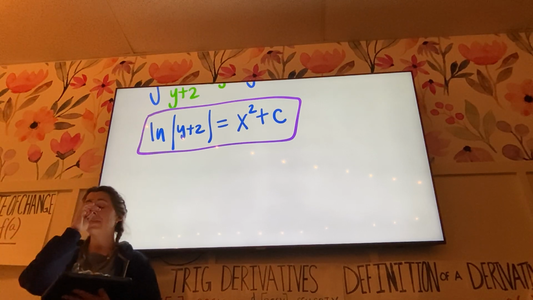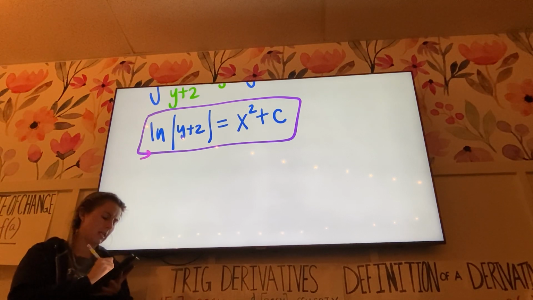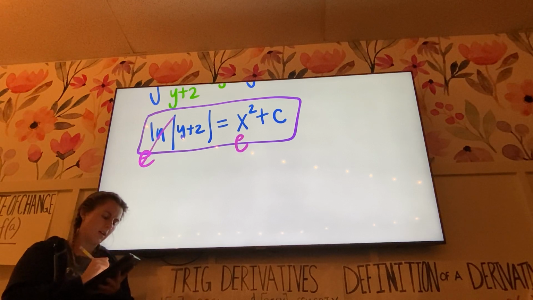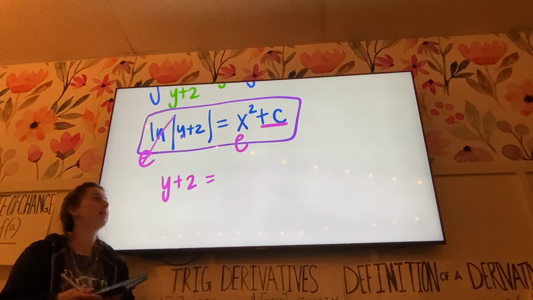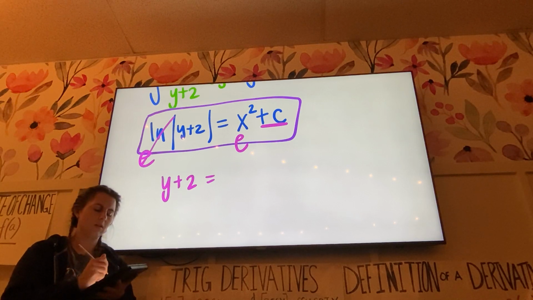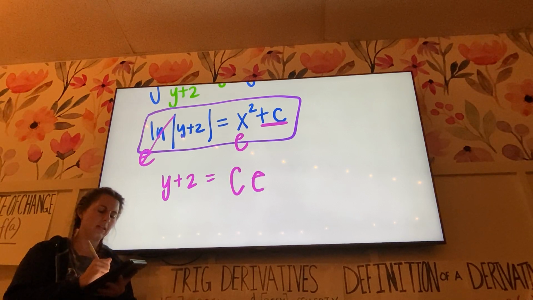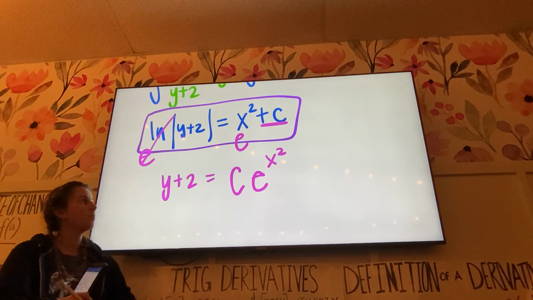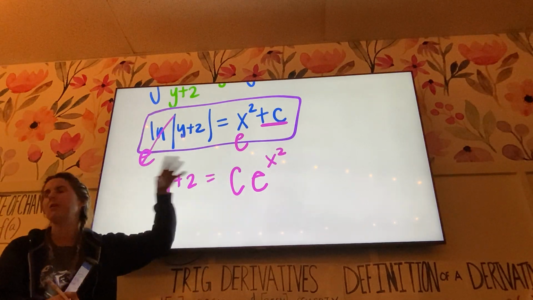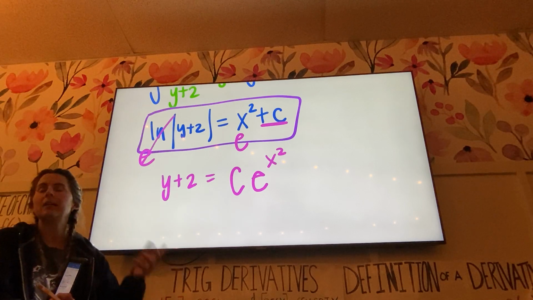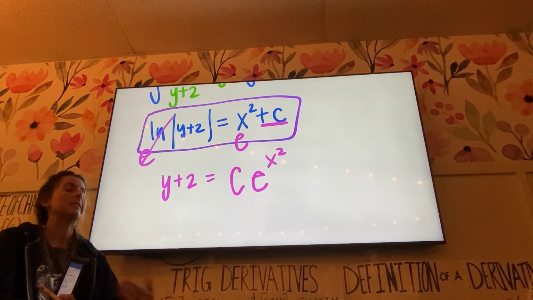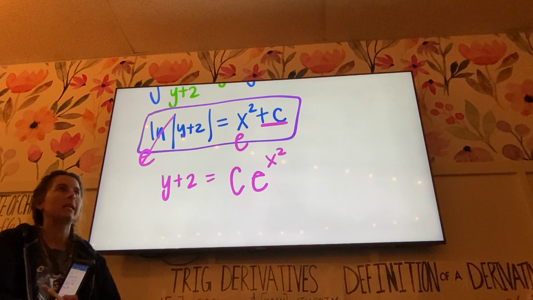All right, so how do you get rid of an ln? You e it. So you get y plus 2 equals, what am I going to do with that plus c? Put it in the front. So it's going to be c e to the x squared. Now remember, those c's aren't the same number, but they're still both just constants. So if you see a plus c in your exponent like that, just stick it in the front. It's a different constant, but it's just a constant getting multiplied.